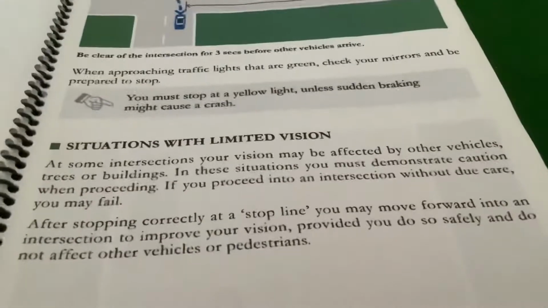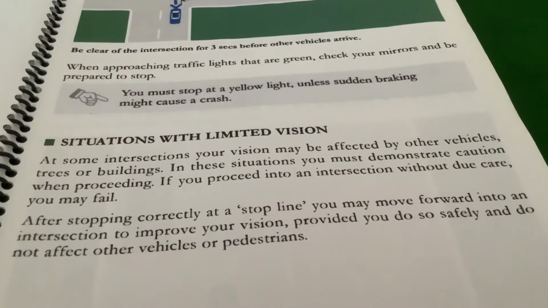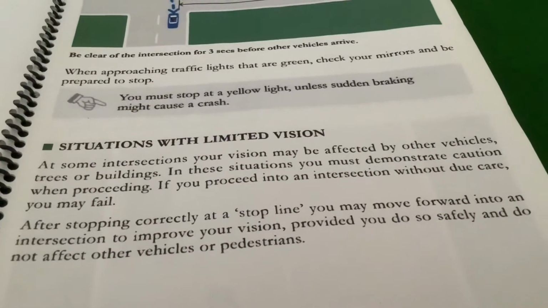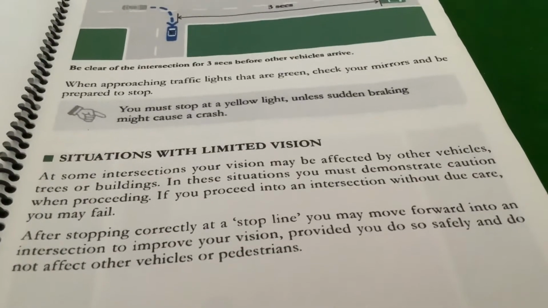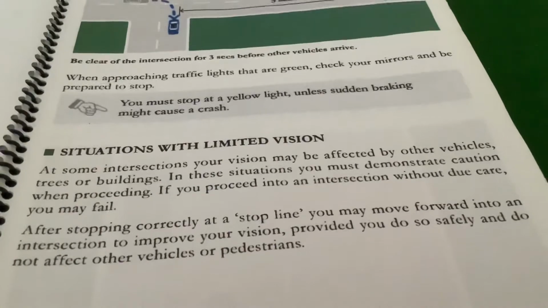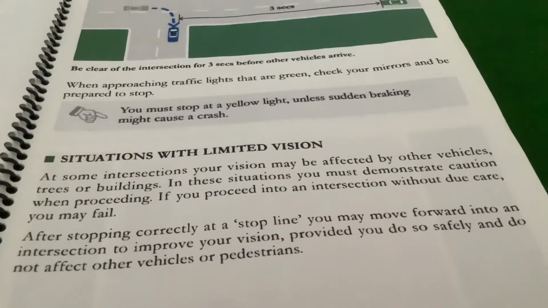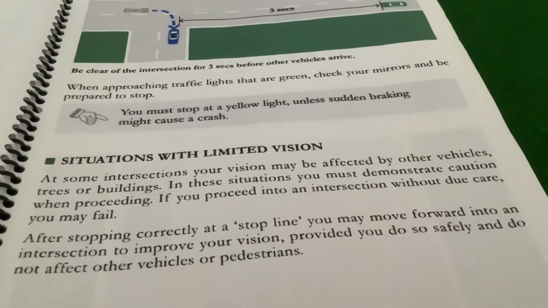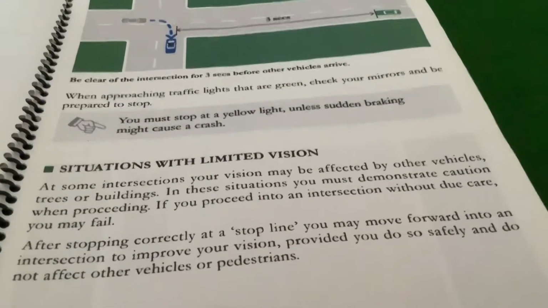In the exam, it is important that when making decisions at some intersections, your vision may be affected by other vehicles, trees or buildings. In this situation you must demonstrate caution when proceeding. If you proceed into an intersection without care, you may fail. So you must always be able to drive with blocked-out vision. And very important here: after stopping correctly at the stop line, you may move forward into an intersection to improve your vision, provided you do so safely and do not affect other vehicles or pedestrians.